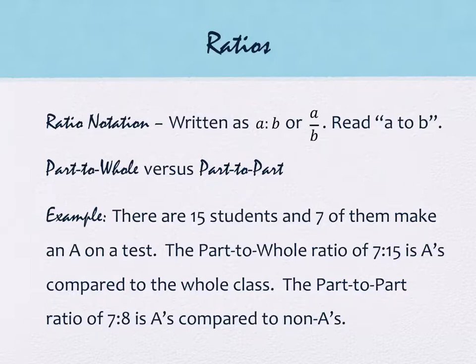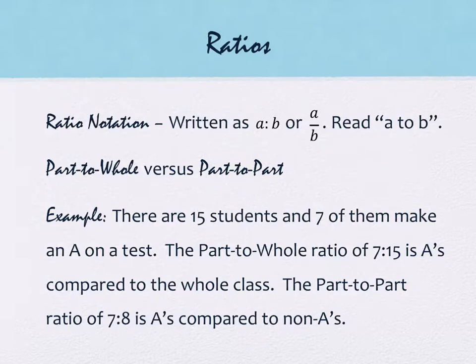Okay, so you see ratios all the time, and you see them from both perspectives all the time too, but you have to be really careful, right? So when you compare 7 to 15, what are you comparing? What pieces are you comparing? If you're comparing 7 to 8, what pieces are you comparing? Because if you write down 7 to 15 and you say that's the number of A's, well, A's compared to what? A's compared to everybody, or A's compared to not A's, right? So those kinds of things.